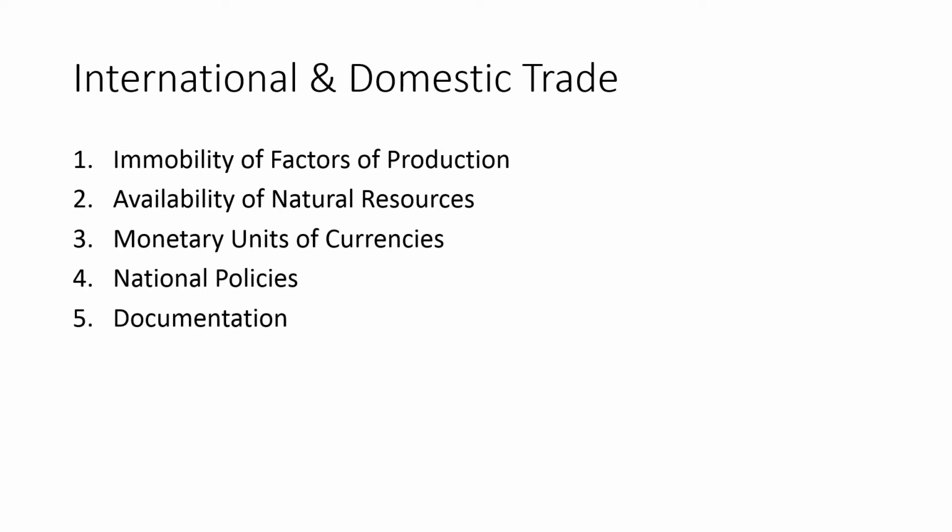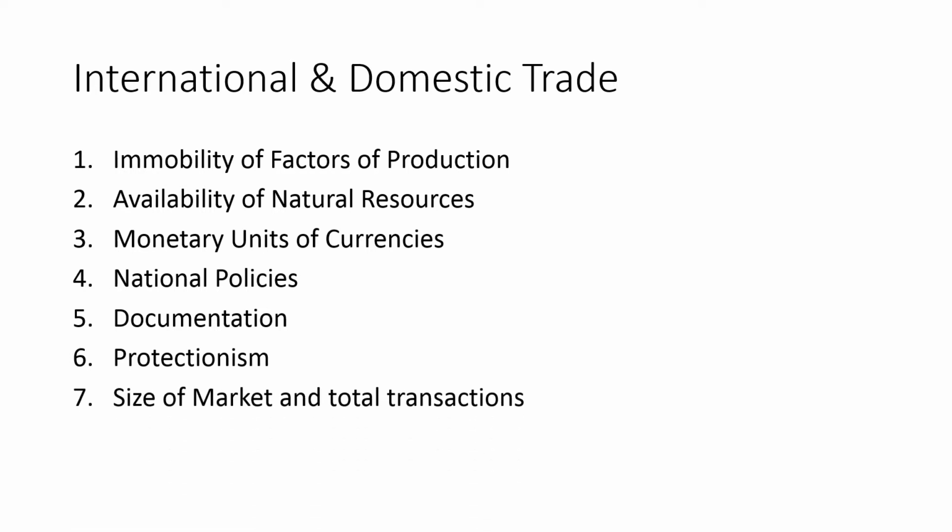Number 5, documentation. International trade involves greater documentation compared to domestic trade. Examples of documentation that exist in international trade are import and export licenses, traveller checks, bills of exchange, and many more. Number 6, protectionism. Protectionism is practiced only in international trade, where many countries want to protect their local industries from foreign competition. Number 7, size of market and total transaction.